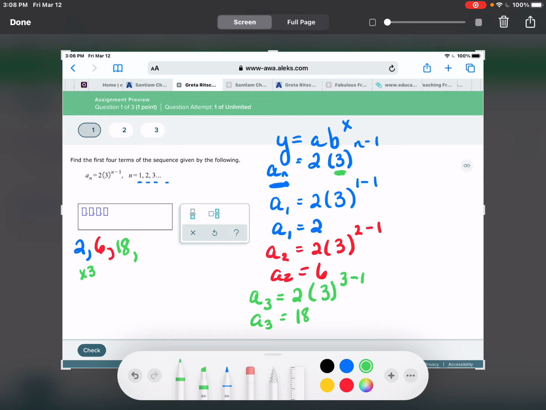So I can probably just shift. Now that I know the pattern, instead of using the formula, I will just do 18 times 3 to get the next term, which would be 54. And I need one more term, so I'm going to do 54 times 3, 162. So those should be the numbers that go in there.